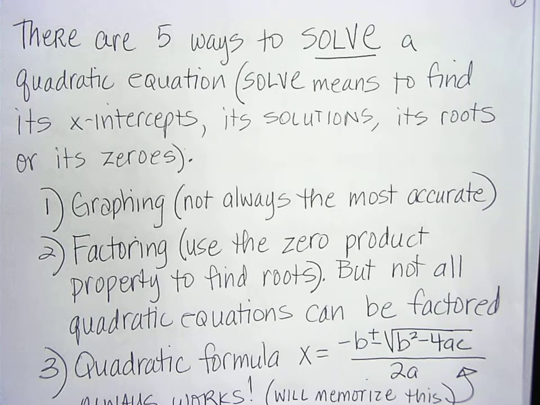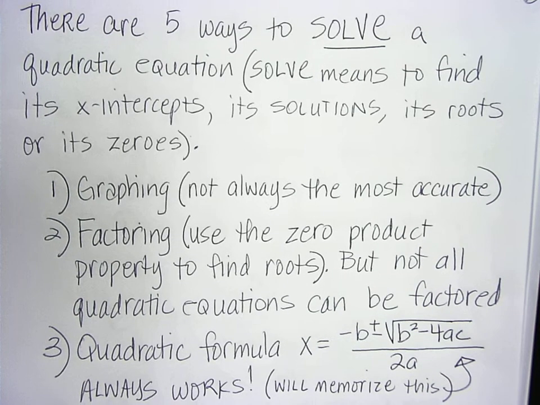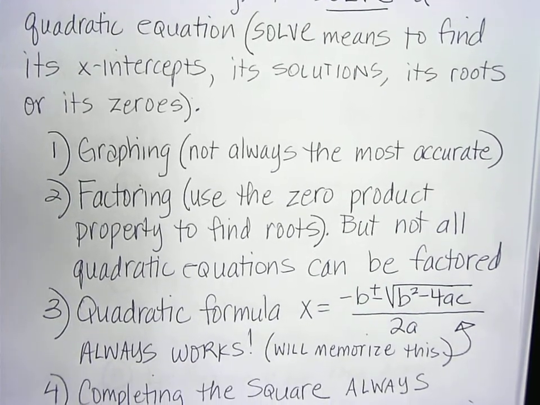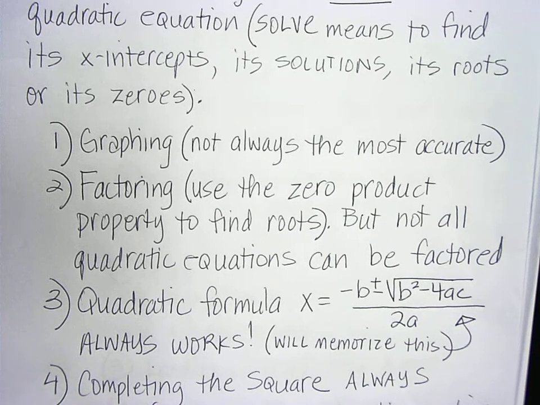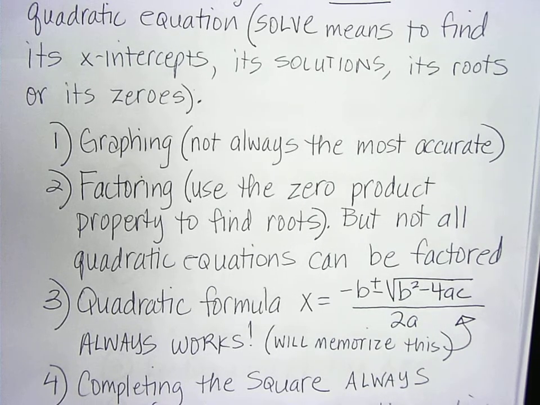Number 1 is graphing, which is not always the most accurate way to solve, as we've learned. Number 2 is factoring. We use the zero product property to find the roots, but not all quadratic equations can be factored, as we've learned.